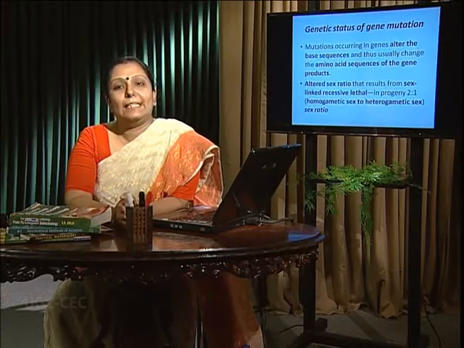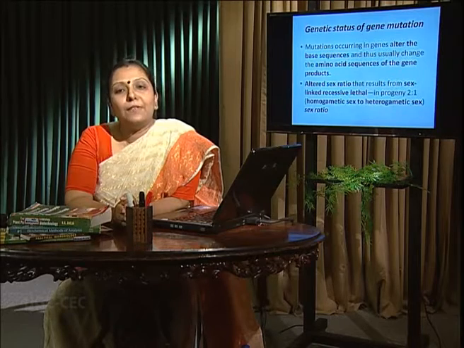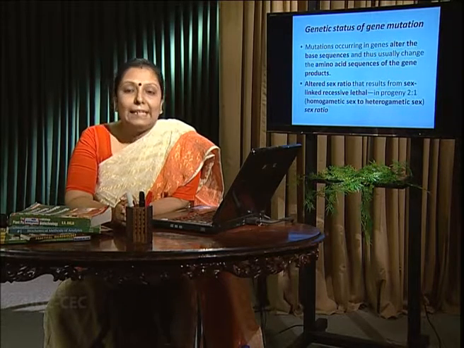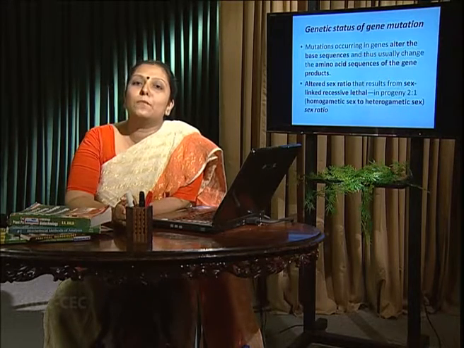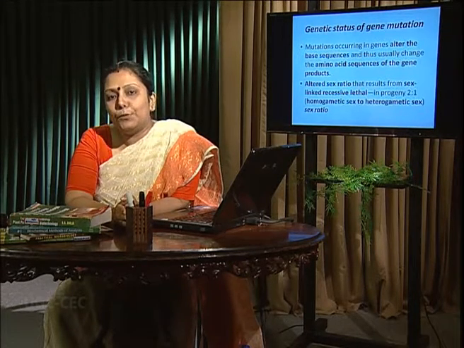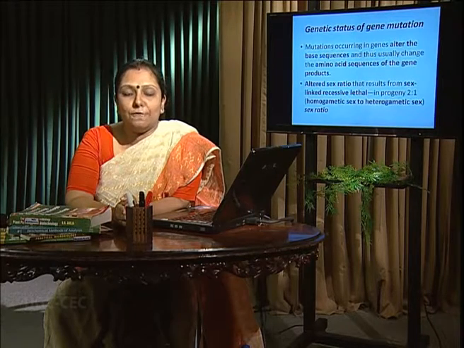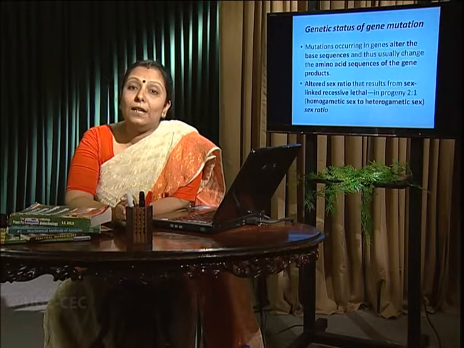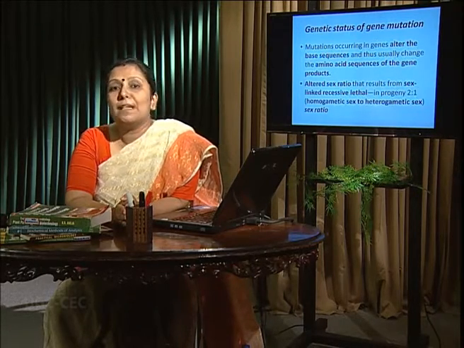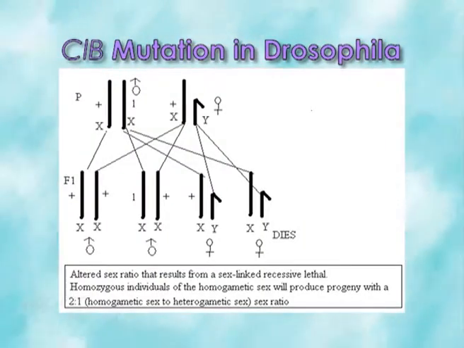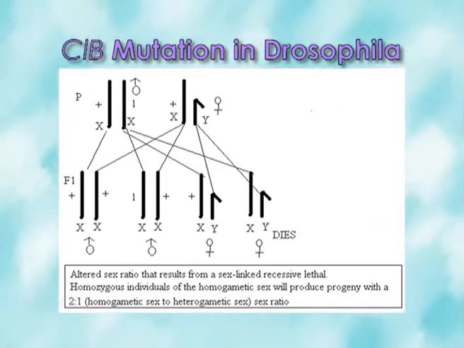Now, genetic status of gene mutation. When we are talking about the genetic status, it includes the fact that it may change the amino acid sequence. Suppose from glutamic acid, valine is getting introduced, which can abolish the protein structure and function, as well as the altered sex ratio related to the phenotype, which was found by CLB mutation in Drosophila. From the homogametic sex to the heterogametic sex, there is a 2:1 changed sex ratio in Drosophila.